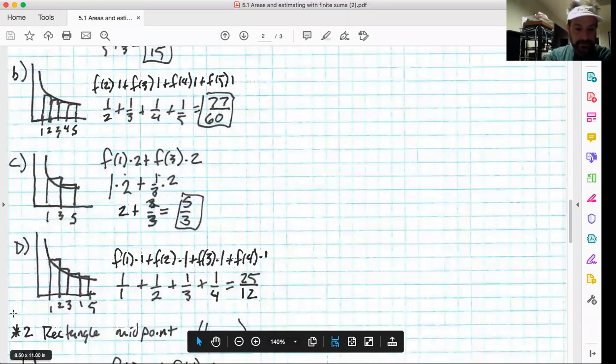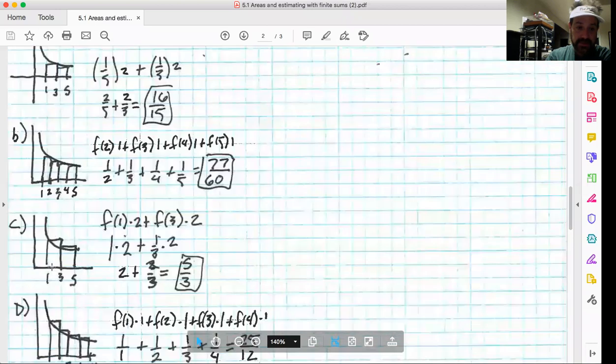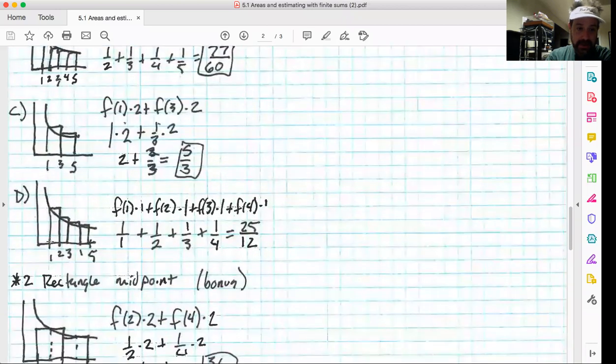Here, we have 4 approximating rectangles between 1 and 5. And we're doing an upper sum. So the upper sum right here is going to be, well, left endpoint again, because it's going to give us the higher of the two. The left endpoint gives us the higher, the right endpoint gives us the lower.